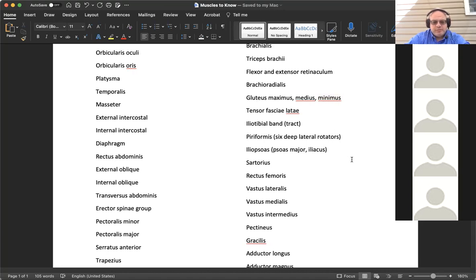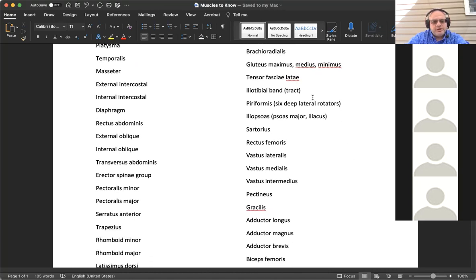Gluteus medius, minimus, maximus, the TFL, tensor fascia lata, and the iliotibial band, those three kind of together. Well, gluteus maximus anyways, the TFL and the iliotibial band, those three are very important hip flexors and extensors. They kind of lock your legs in, or your knee, but it'll make sense when we look at those.